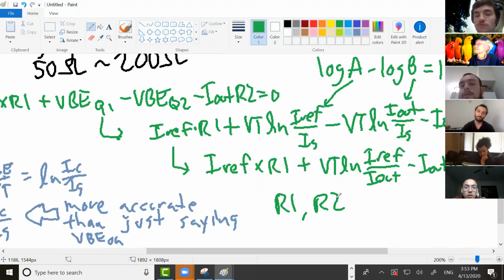Maybe simulate it and try different R values. Oh, you could do that. That's a good answer. But yeah, try different R values. Basically guess. So what do you know about degeneration resistors? What information do you have so far?